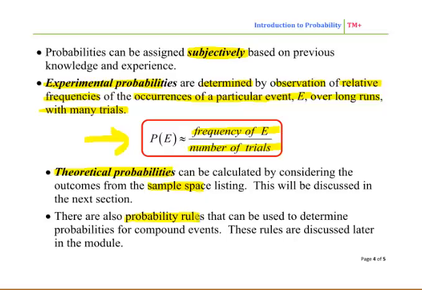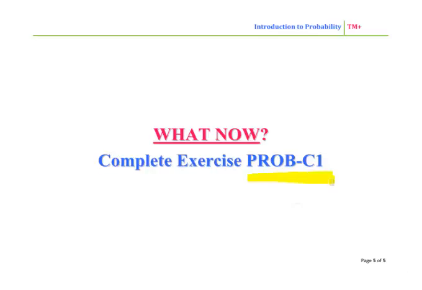Now there are also probability rules that can be used to determine probabilities for compound events, and we'll discuss those later in the module as well. So what now? Complete the exercise Probability C1 from the textbook.